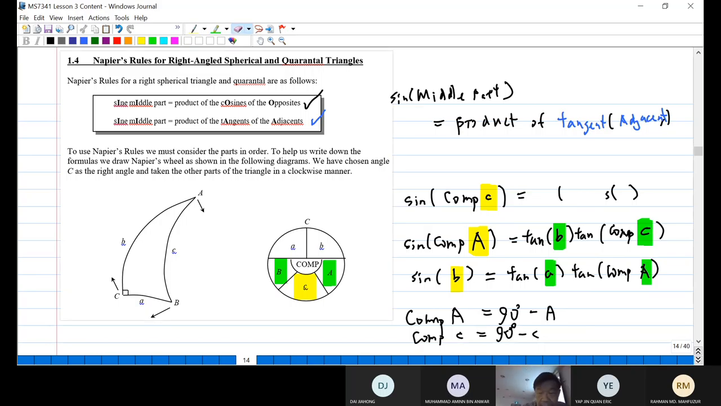So you must write here, this one is actually tangent now. Tangent of comp angle B times tangent of comp angle A. So angle A and B need to take comp. Okay, so this is how I explain the third, the second formula, right? So I can WhatsApp this to you, the explanation of how these things are done. This is all Napier's wheel.